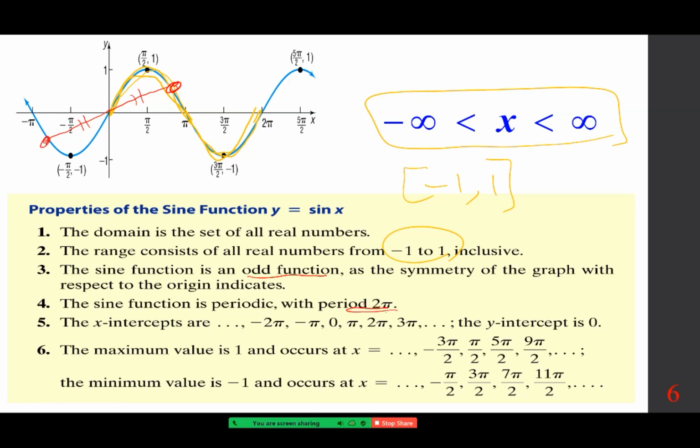Periodic with t, or period with 2 pi. Sometimes they use p, most of the time they use t. The intercepts happen at n pi. The y-intercept at 0. The maximum value is 1, and it happens at these values. And the minimum value is -1. So a lot of information right here.